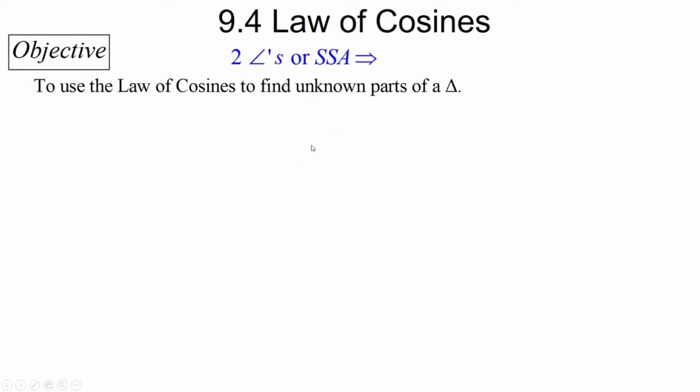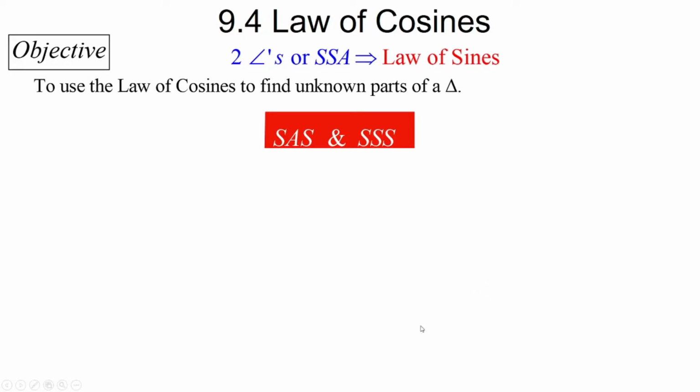Now, from 9.3 Law of Sines, you know that if you have two angles or side-side-angle, you're going to do Law of Sines. All right. But what if you don't have that? What if you have something like side-angle-side or side-side-side? Well, in these two scenarios, we're going to use our Law of Cosines.